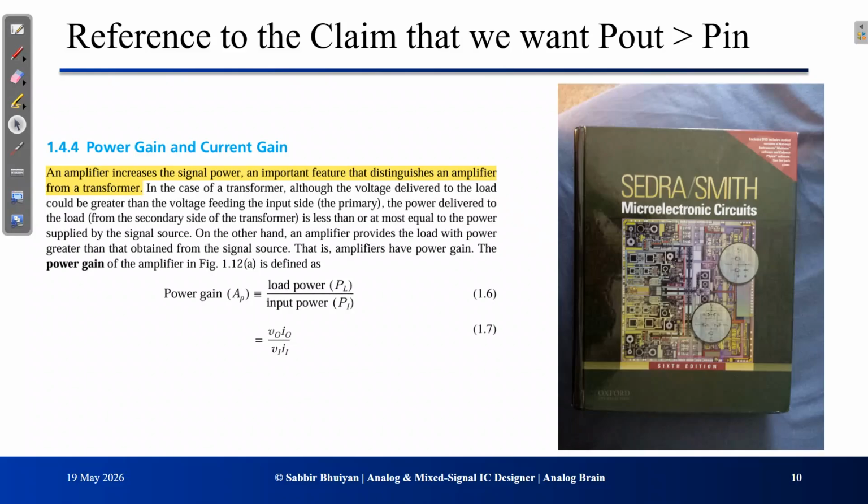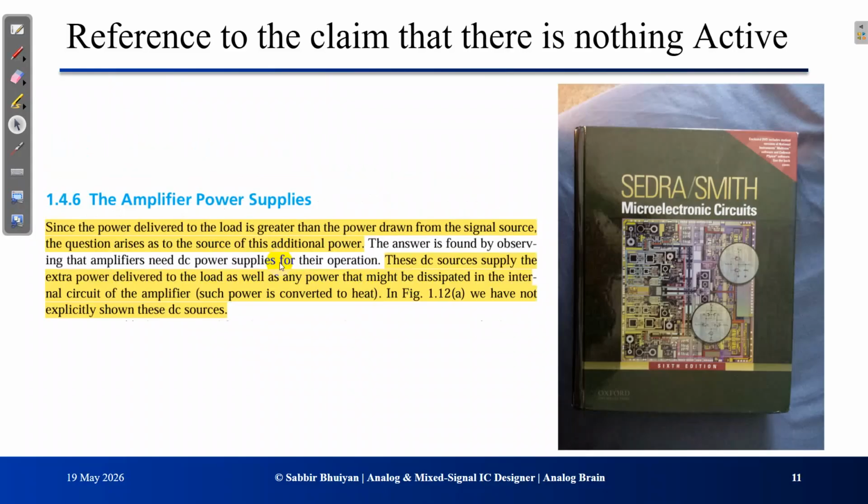So now, with reference to the claim that we want P out greater than P in, the writer says here that an amplifier increases the signal power, an important feature that distinguishes an amplifier from a transformer. Okay, so it amplifies the signal power. You can see here, on the other hand, an amplifier provides the load with power greater than that obtained from the signal source. Okay, let's see.